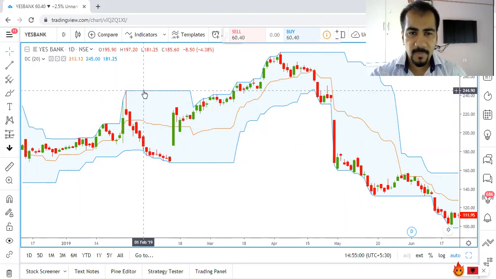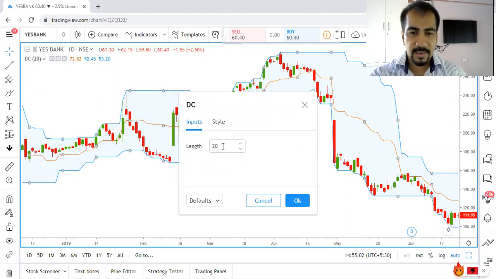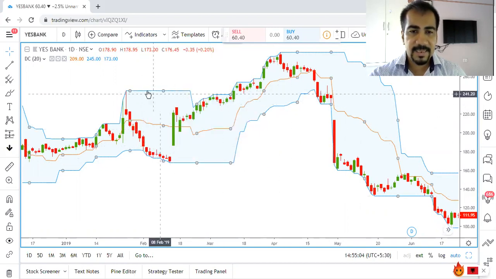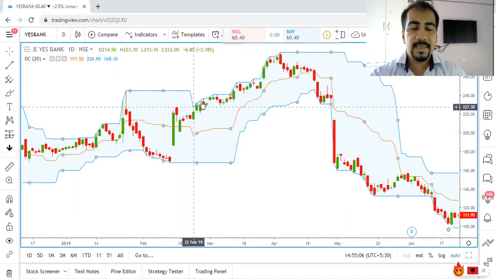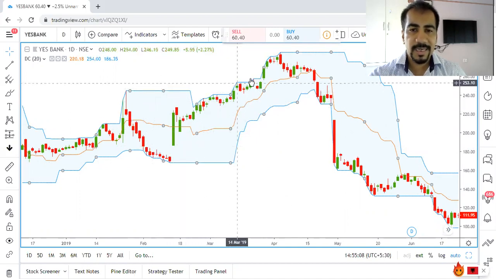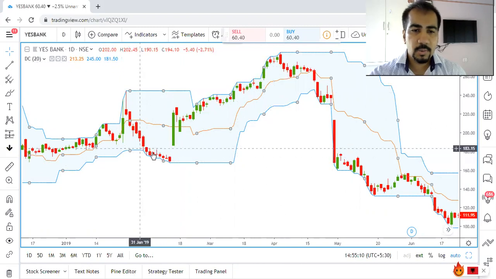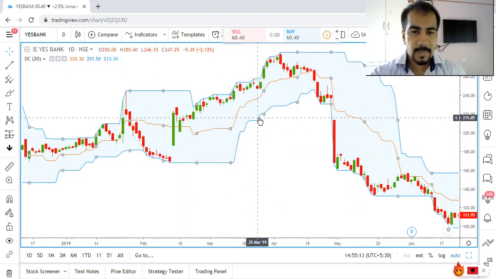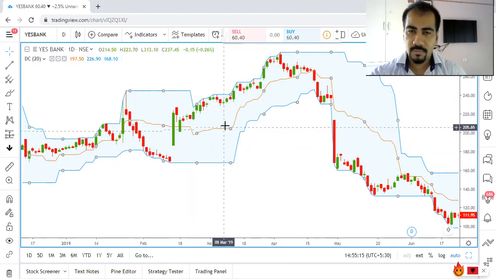So first of all, this upper line, if I click on this, you'll see the length is 20 days. So basically this is nothing but the 20 days high. All right, this is the 20 days high line. This is the 20 days low line. And this is the average of the two.